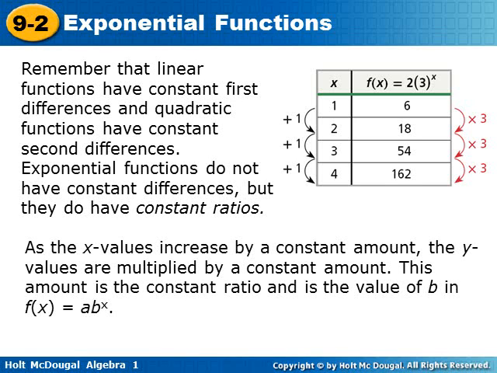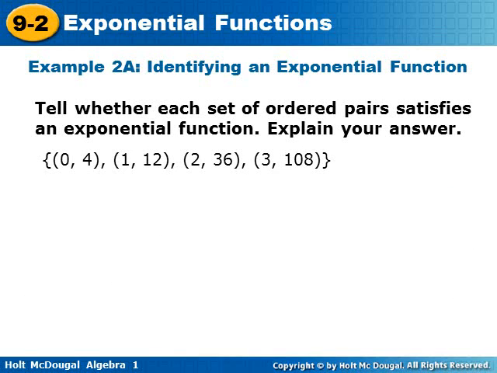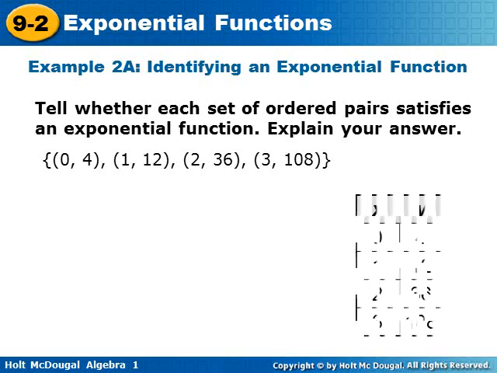As the x values increase by a constant amount, the y values are multiplied by a constant amount. This amount is the constant ratio and is the value of b in f of x equals a times b raised to the x power. Tell whether each set of ordered pairs satisfies an exponential function. Explain your answer. (0, 4), (1, 12), (2, 36), and (3, 108).